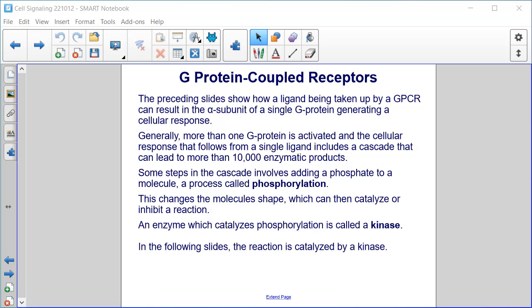Some steps in the cascade involve adding a phosphate to a molecule, a process called phosphorylation. This changes the molecule's shape, which can then catalyze or inhibit a reaction. An enzyme which catalyzes phosphorylation is called a kinase. In the following slides, the reaction is catalyzed by a kinase.